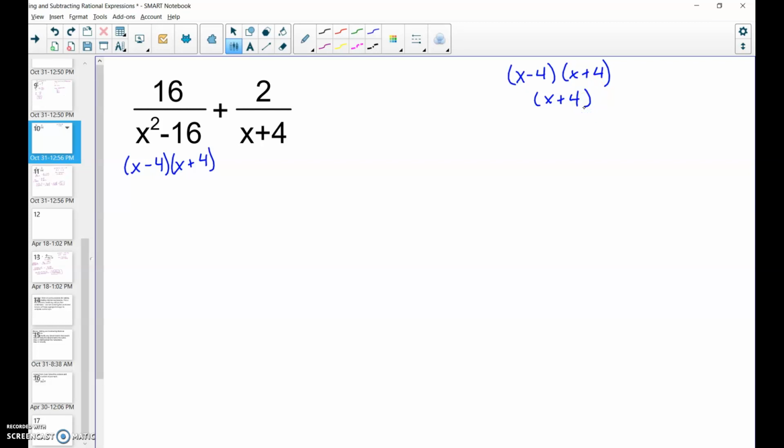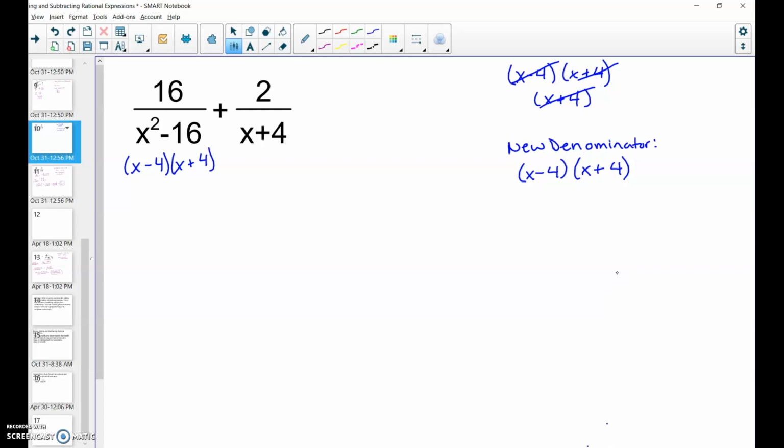Okay, so two different denominators. My new denominator needs to include every single part of those factors. Okay, so I actually don't really need to do anything with prime factorization here because they're already in factored form. So starting with my very first denominator, I have an x minus 4 as a factor. So I can cancel that one out. And then I have an x plus 4 as a factor. Okay, because that's repeated for both denominators, I can cancel that out as well. So that's it. My new denominator needs x minus 4 and x plus 4.